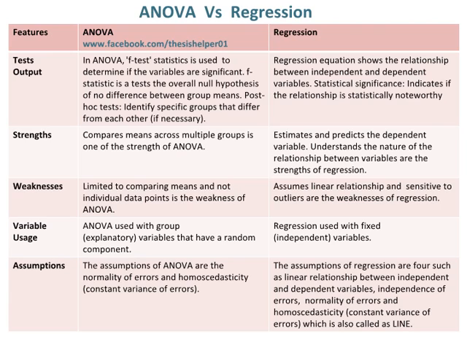ANOVA is used with group explanatory variables that have a random component. Whereas regression is used with fixed independent variables. The assumptions of ANOVA are the normality of errors and homoscedasticity, constant variance of errors. Whereas the assumptions of regression are four: linear relationship between independent and dependent variables, independence of errors, normality of errors, and homoscedasticity, constant variance of errors, which is also called LINE.